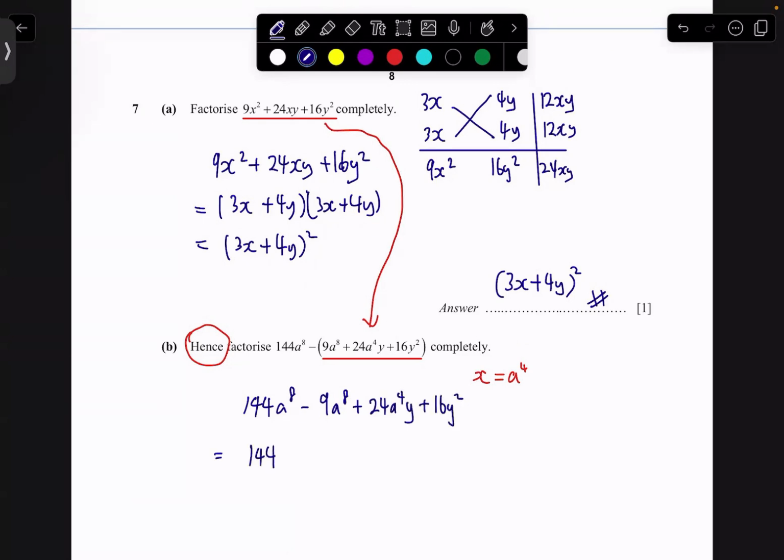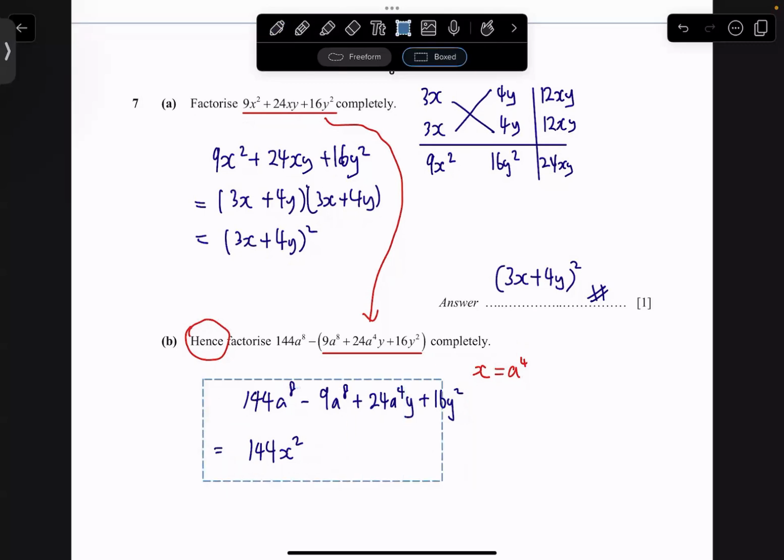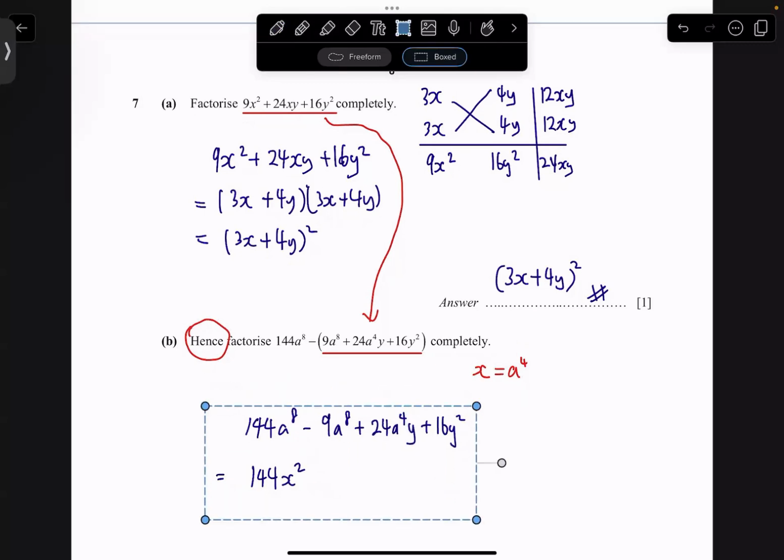I should write this as well. Let x equal a to the power 4. So 9x squared plus 24xy plus 16y squared.